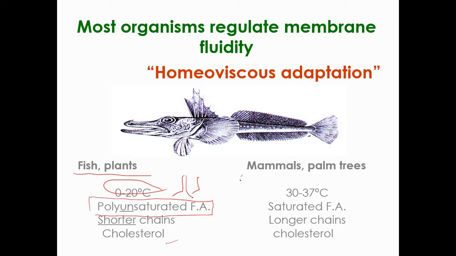For mammals and palm trees, for example, because our environment is at a higher temperature, then ang membrane nato usually are saturated fatty acids. So this is what we call homeoviscous adaptation. We adapt to what the body needs, di ba? So we have saturated fatty acids, meaning ang atong membrane are more rigid and more stiff. Okay, and we have longer chains, and also there's still cholesterol present on the cell membrane.